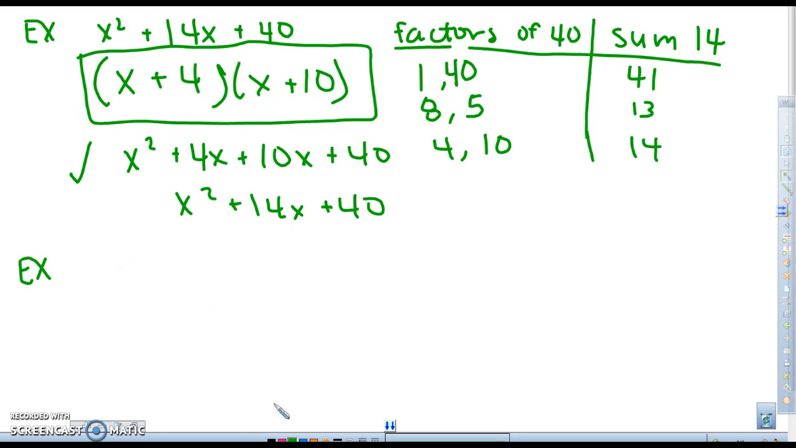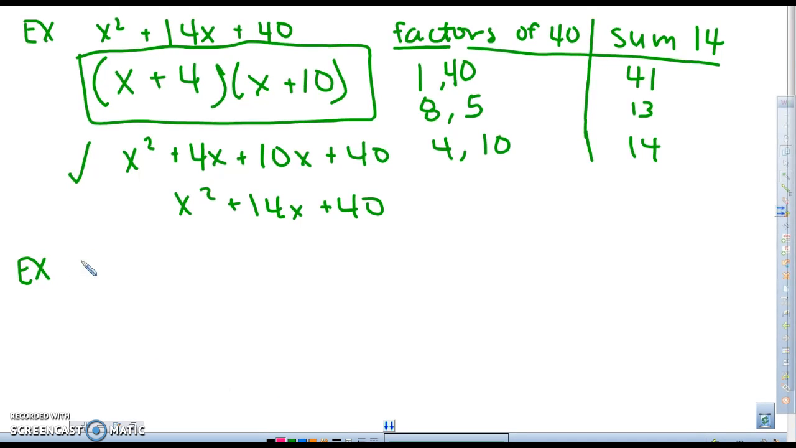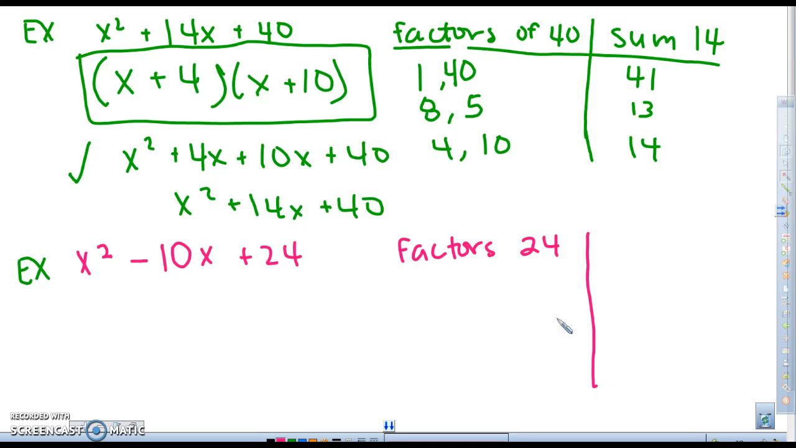So let's go ahead and try another one, and I'm going to switch colors so it's easier to see. Where I have x squared minus 10x plus 24. So now I'm still looking for factors of a positive number, 24, but my sum is going to be negative. And you may ask, how can I get factors to give me a positive answer when I multiply them, but add to negatives?